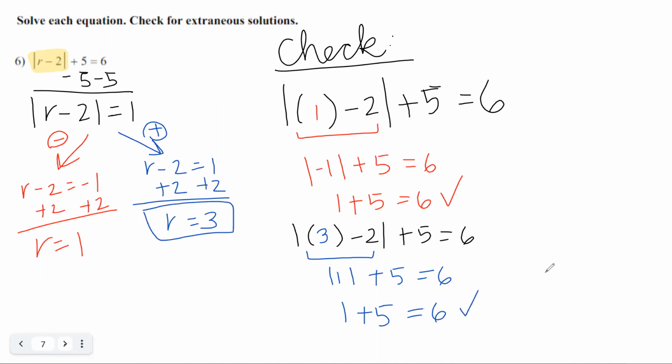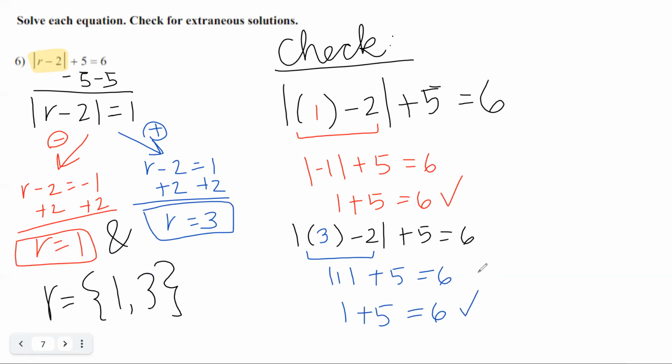So both of these, r equals 1 and r equals 3, are our solutions, or you can write r is equal to 1 comma 3, where 1 comes first inside of our curly braces. Yay!